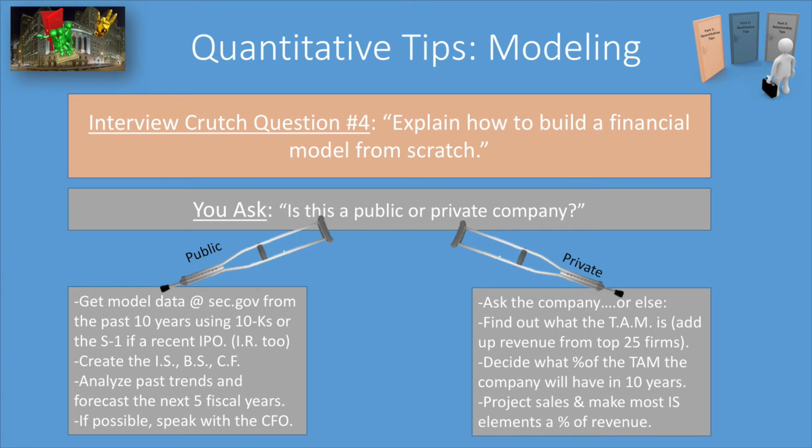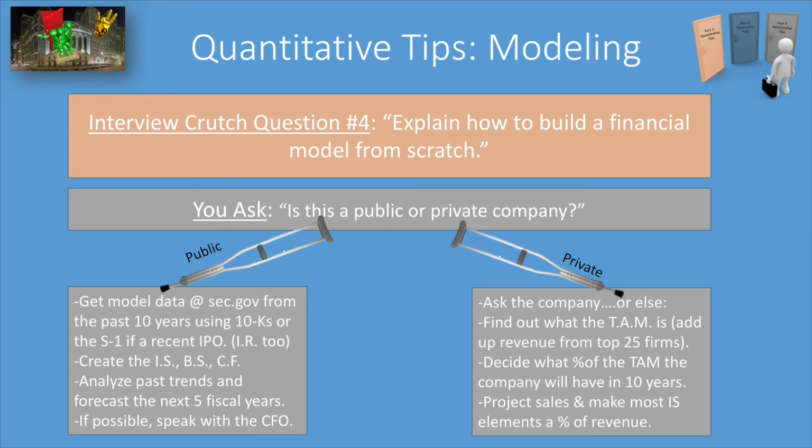Okay, so find out what the TAM is, and remember that means total addressable market. And if you can't get the total addressable market from firms like Gartner or third-party firms, whatever it is, then here's a simple trick. You add up the revenue of the top 25 companies in the world that operate in this sector. If they're publicly traded, you'll get all that data. And that's close enough. It won't be 100% accurate, but remember, modeling is often more of an art than a science.